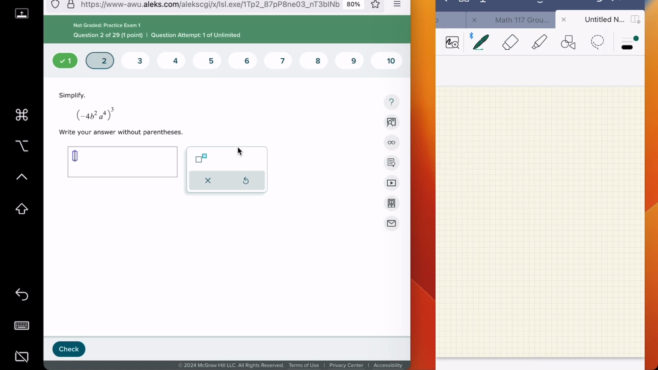So express without parentheses. All right, so on the one hand, to cube something means you multiply it by itself 3 times. So I could multiply this by itself 3 times. A to the 4th minus 4, b squared, a to the 4th. My handwriting gets progressively worse. And once it's written out like this, there's actually no need to write parentheses. And we can see we have 1, 2, 3 of the negative 4s. And so that ends up being negative, let's see, 64. I have 3 of the b squareds, which gets me 6 b's in total. And I have 3 of the a to the 4ths, which gets me a to the 12th. So there's my answer, negative 64, b to the 6.